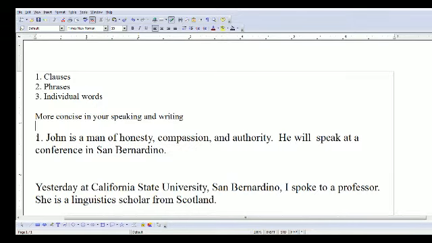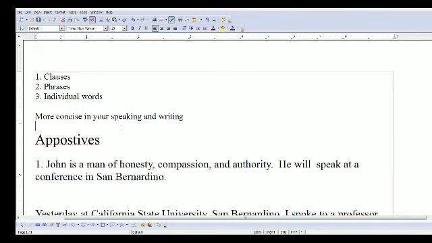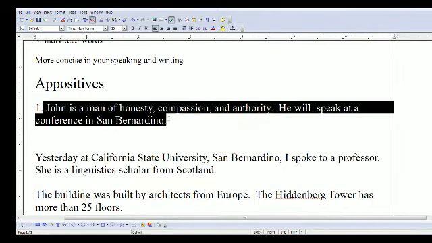Now, first of all, I want to talk about how to use this. So if you need to study this a little bit more, you can go to Google and check out this particular structure. Okay, first of all, it says, John is a man of honesty, compassion, and authority. He will speak at a conference in San Bernardino. Right? So that would be the most basic way that you can express this sentence.